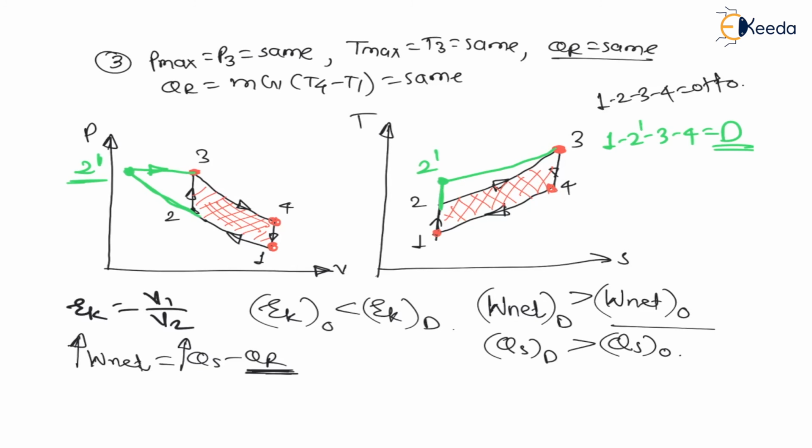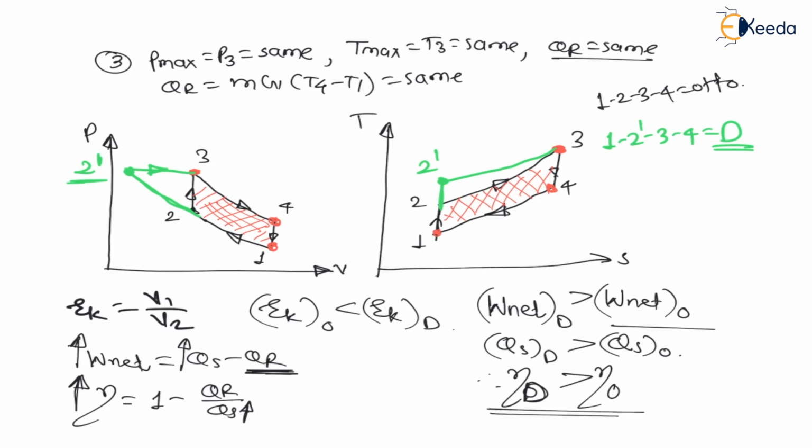And my dear students, efficiency is nothing but 1 minus heat rejected divided by heat supply, right? And as heat rejection is the same, as heat supply increases, this factor heat rejection divided by heat supply decreases and 1 minus the factor increases, therefore efficiency also increases. Therefore we can say efficiency of diesel is more than efficiency of Otto.